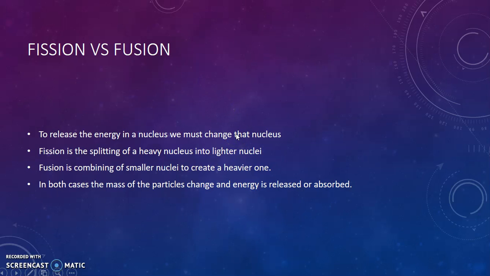So the difference between fission versus fusion, and we're going to talk about the different scenarios of both, but here's just a quick overview. To release the energy in a nucleus, we must change that nucleus. So fission is the splitting of a heavy nucleus into lighter nuclei, and fusion is the combining of smaller nuclei to create a heavier one. So these are opposite reactions. In both cases, the mass of the particles change and the energy is released or absorbed.